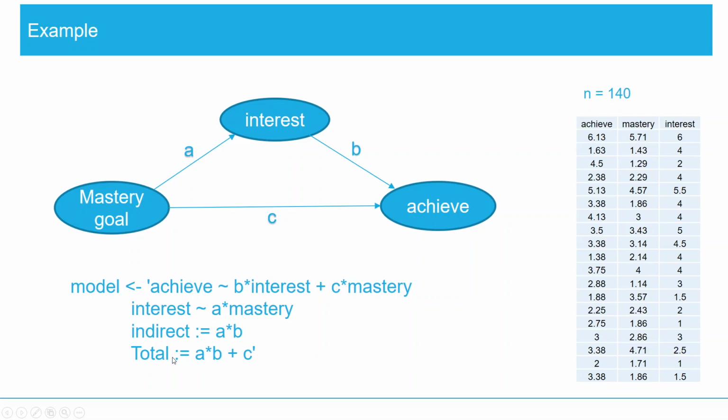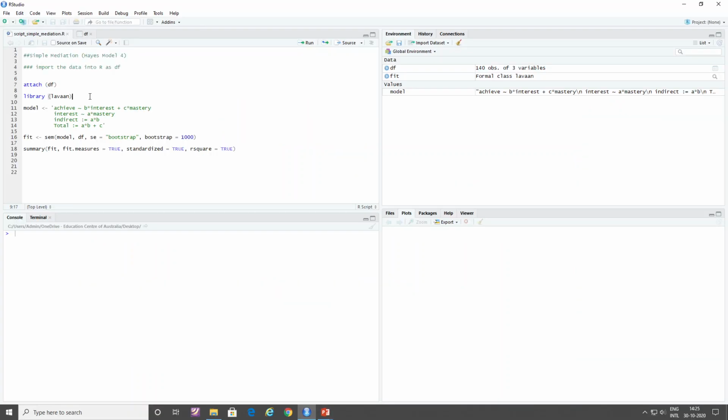Now let's move to R programming to run this code. I have imported the data into R, and now I am going to run the code. First, we need to activate the library lavaan. Let's activate it, and then we will run the code that I discussed earlier. Let's run the code. Yes, the code is run.